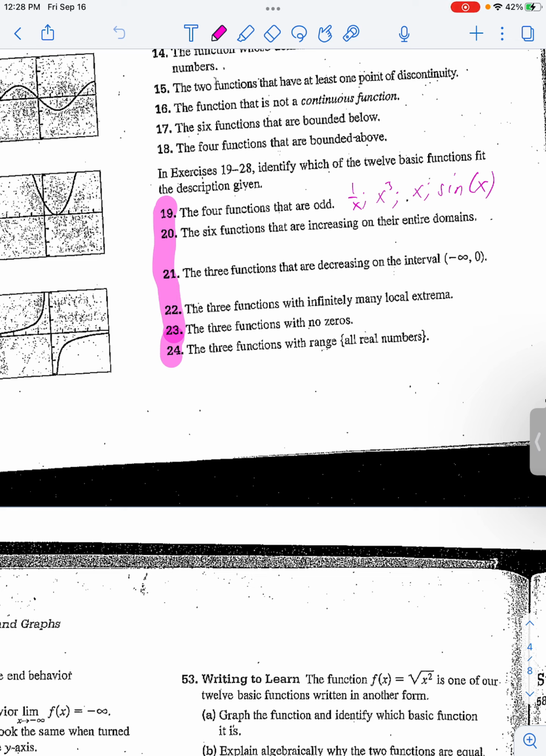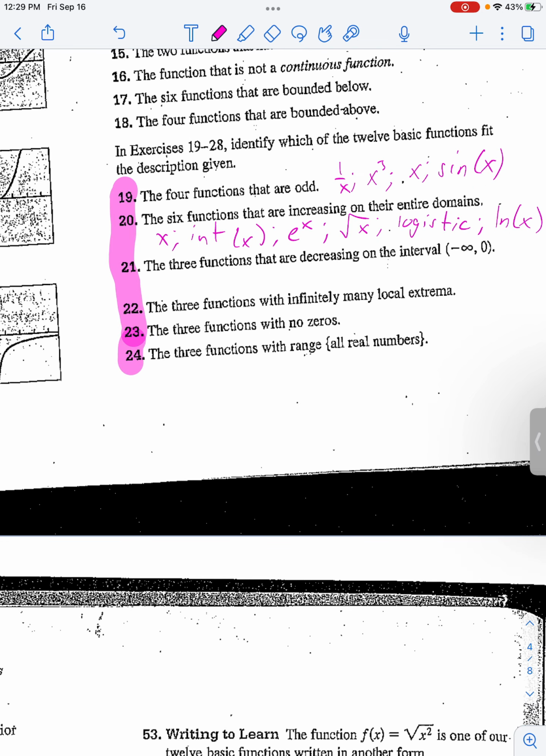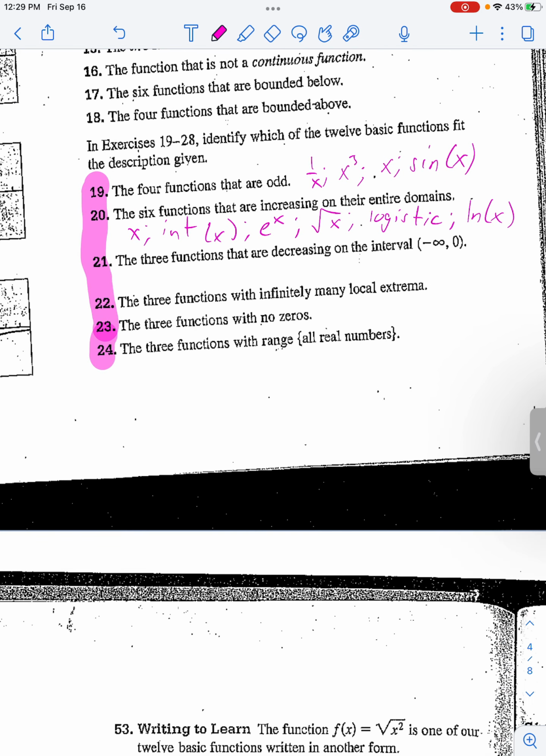So we have x, int x, e to the x, square root of x, logistic, and ln of x, natural log of x, okay? They want the 3 functions that are decreasing on the interval negative infinity to 0. So let's go and do that.